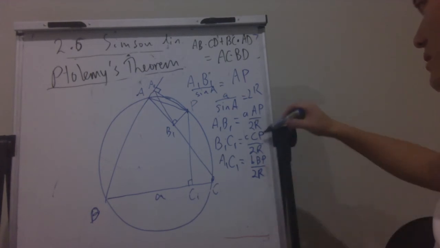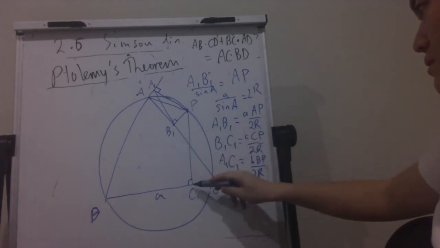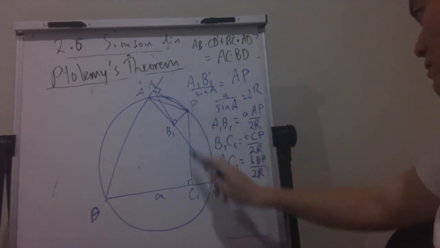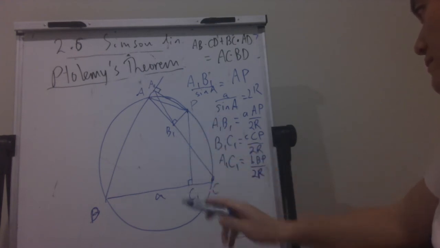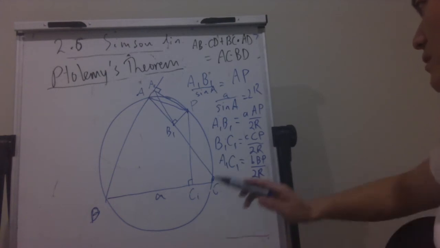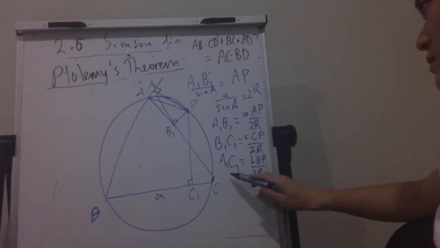Well, we just have to check these are the diameters, right? Yeah. So B1C1 is the diameter. So the diameter is CP, yeah. I guess CP is the diameter. Okay, so that's fine. And then BP is the diameter. A1C1, yeah, BP is the diameter.